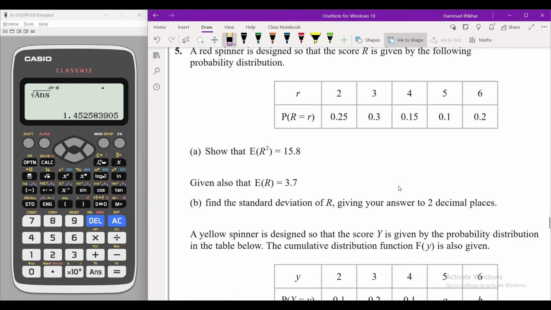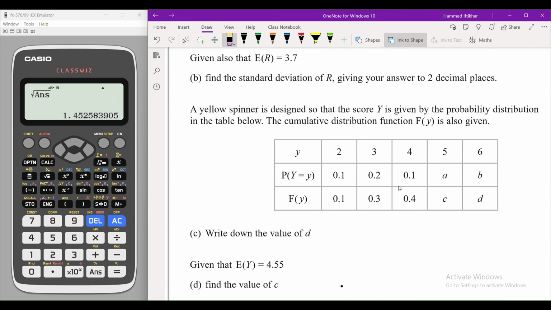Moving on. A yellow spinner is designed so that the score Y is given by the probability distribution in the table below. The cumulative distribution table of Y is also given. Write down the value of d. It's simple, it's going to be 1, because the last F(y) is the probability of all values less than or equal to 6. So if these are all of the possibilities, then it should be equal to 1. So d is equal to 1.